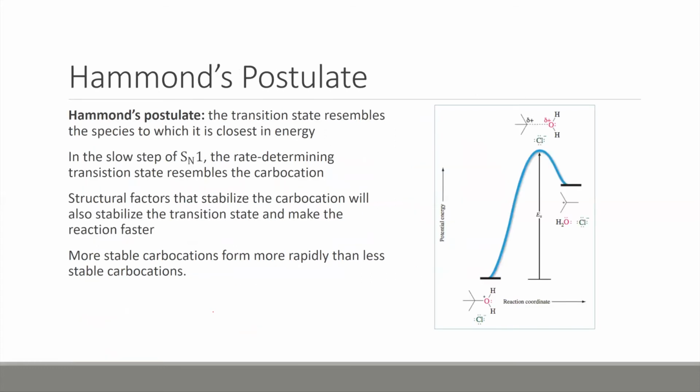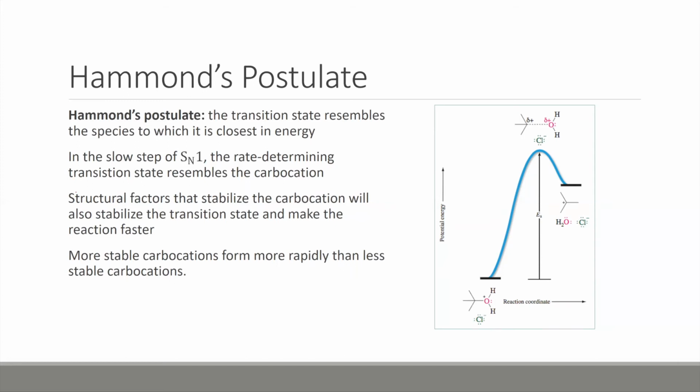Now, what we talked about in this transition state and carbocation stability is described by Hammond's postulate. Hammond's postulate states that the transition state resembles the species to which it is closest in energy. So in the slow step of the SN1, the rate determining transition state resembles the carbocation. Structural factors that stabilize the carbocation will also stabilize the transition state and make the reaction faster.